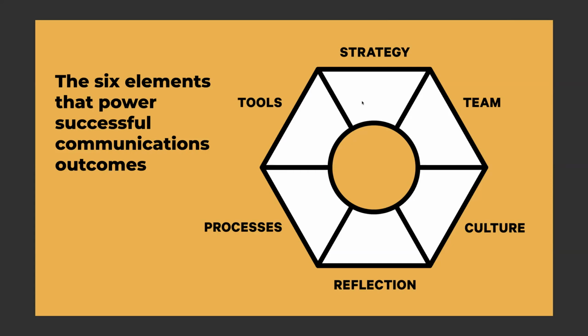And one way to think about this is strategy powers everything. Team and culture are the human side of it. They're about the people and the way those people interact. Whereas tools and processes are more the hard elements and systems. And all of those things drive the work we do, which we have to reflect on. We have to make sure that every time we try something new, we test it, we learn from it, and we get better, because resources are too thin in a nonprofit to keep doing the same old thing the same old way.